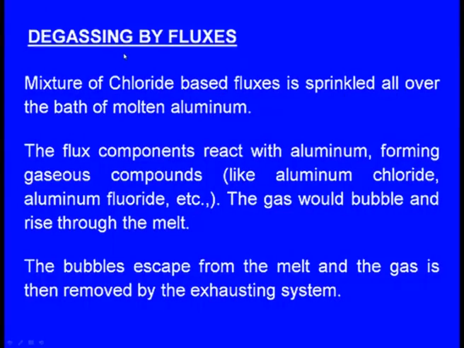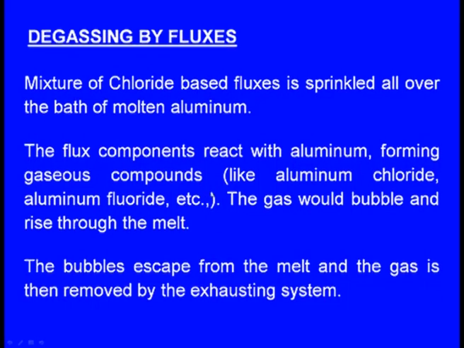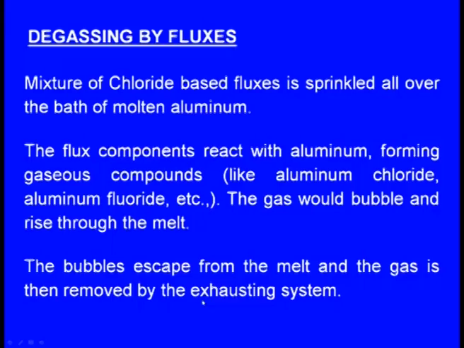Now next method is degassing by fluxes. A mixture of chloride based fluxes is sprinkled all over the bath of the molten aluminium. Now here we sprinkle chloride based fluxes. The flux components react with aluminium forming gaseous compounds like aluminium chloride, aluminium fluoride, etc. The gas would bubble and rise through the melt. The bubbles escape from the melt and the gas is then removed by the exhausting system.